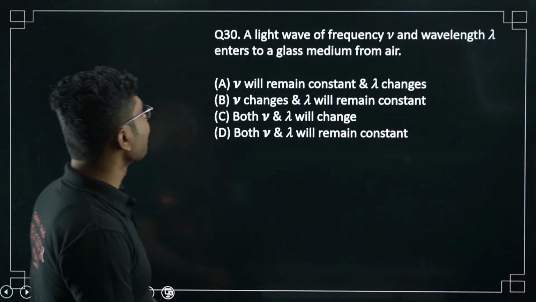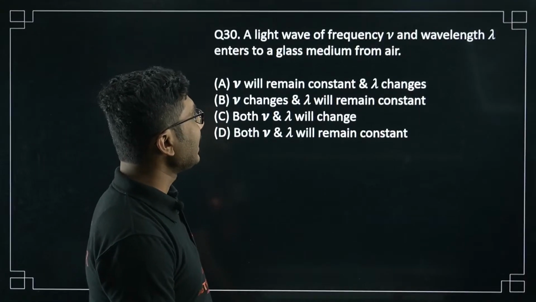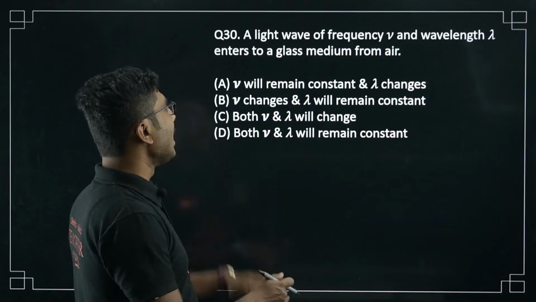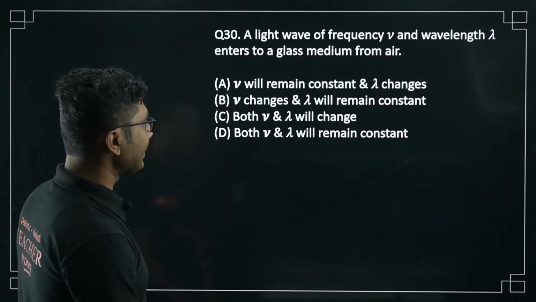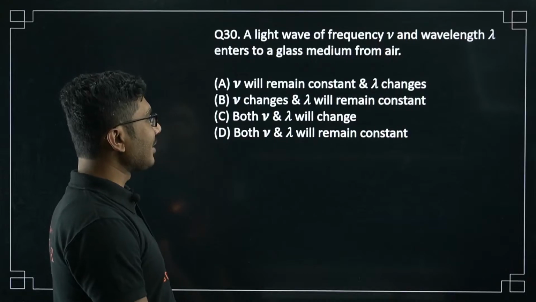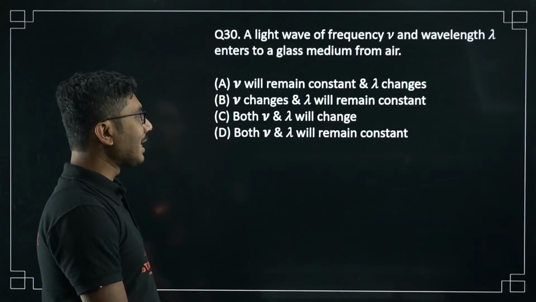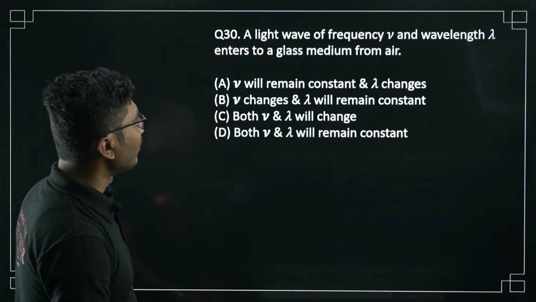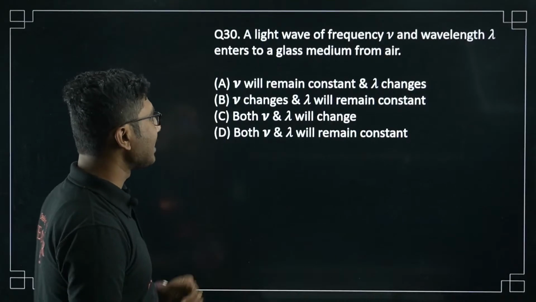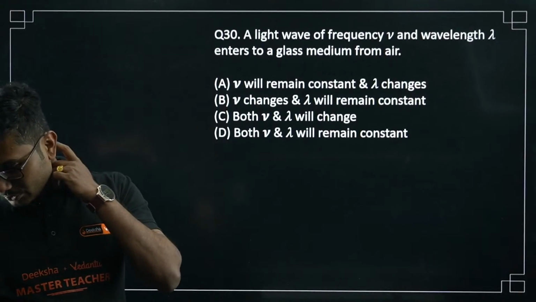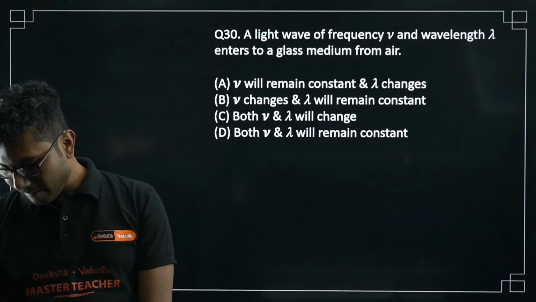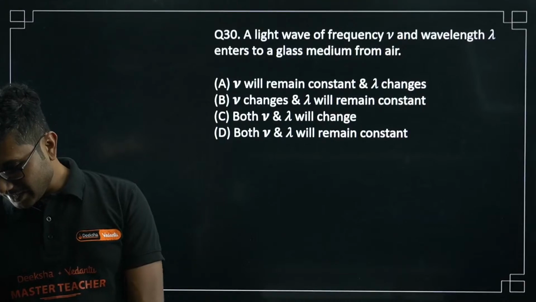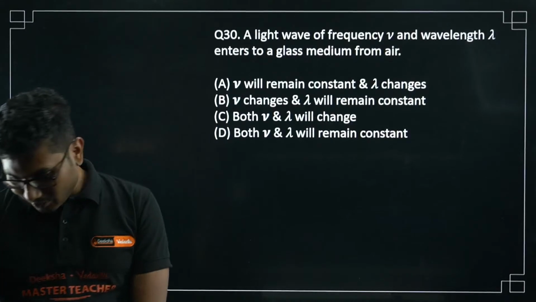Now last question. A light of frequency nu and wavelength lambda enters a glass medium from air. Nu will remain constant and lambda changes. Nu changes and lambda will remain constant. Both nu and lambda will change. Both nu and lambda will remain constant. So nu is the frequency and lambda is the wavelength, right? Ullas Yadav came late. Last question. So you answered option A.